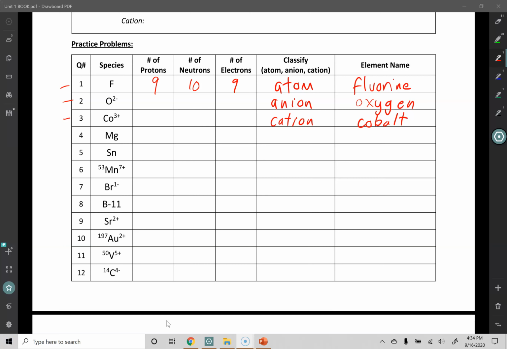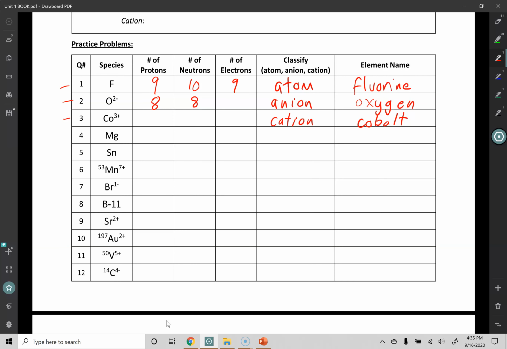Okay, we'll do oxygen first. Number of protons, simply atomic number. Based on the periodic table, we know that oxygen has an atomic number of 8. To find neutrons, we take atomic mass and subtract atomic number. The atomic mass of oxygen is pretty darn close to 16. I feel very comfortable rounding that. 16 minus 8 is 8. That's my number of neutrons.